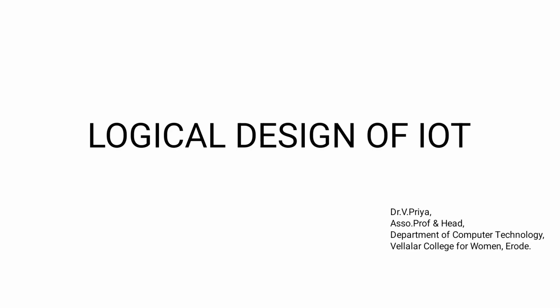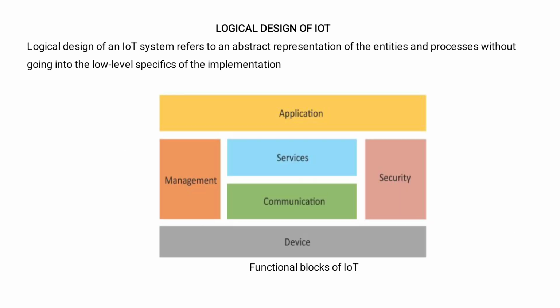Today we are going to see about logical designs of IoT. Logical design of an IoT system refers to an abstract representation of the entities and processes without going into the low-level specifics of the implementation. This diagram shows the functional blocks of IoT.